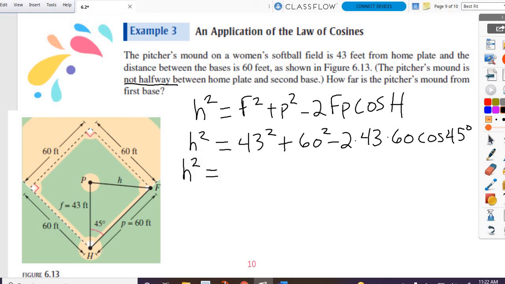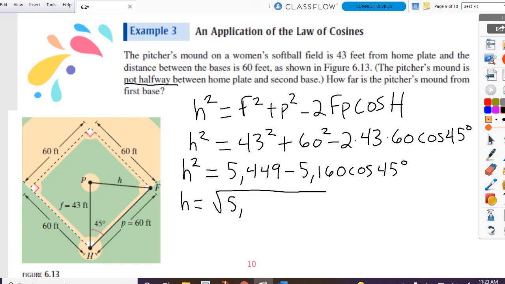So what is 43 squared plus 60 squared? 43 squared plus 60 squared gives us 5,449. Okay, and then 2 times 43 times 60 is 5,160. Okay, and then how would I solve for H? Take the square root of all of that, and then plug that into your calculator.